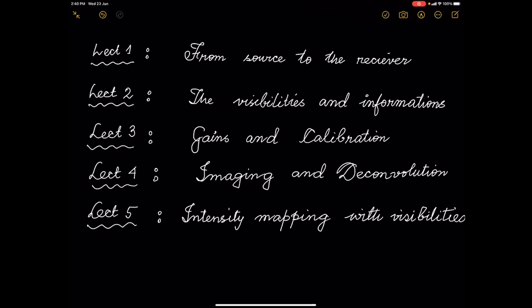The second lecture: once you receive the signal, what do you do with it? You get the visibilities, and we'll discuss what type of information those visibilities contain, and what you can and cannot do. That's what we'll discuss in the morning lecture tomorrow. And in the afternoon lecture, we'll again go through gain and calibration, and you will see that there is active work going on in understanding this gain and calibration part. Unless you do that, you will never be able to detect the EOR signal, and we will discuss why.